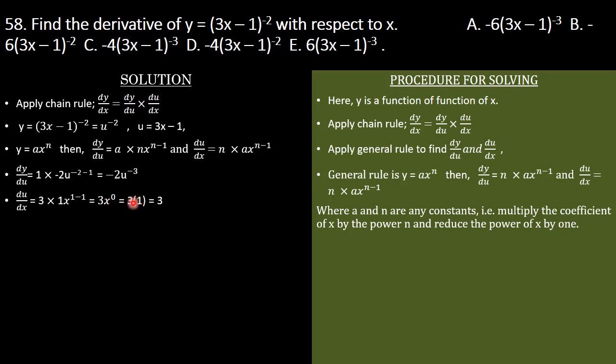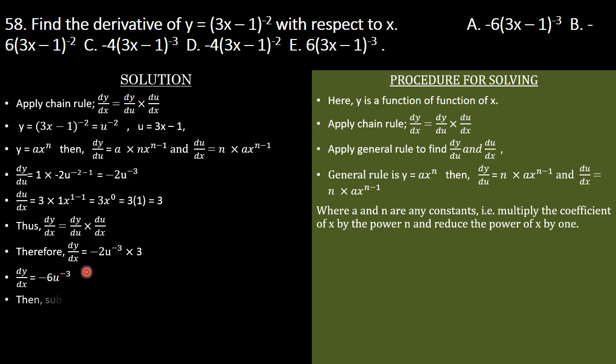dy over dx is equals to dy over du multiplied by du over dx. Therefore, dy over dx is equals to minus 2u raised to power minus 3 multiplied by 3. Minus 2 multiplied by 3, we have minus 6u raised to power minus 3. Then substitute u for 3x minus 1. dy over dx is equals to minus 6 into bracket 3x minus 1 raised to power minus 3.